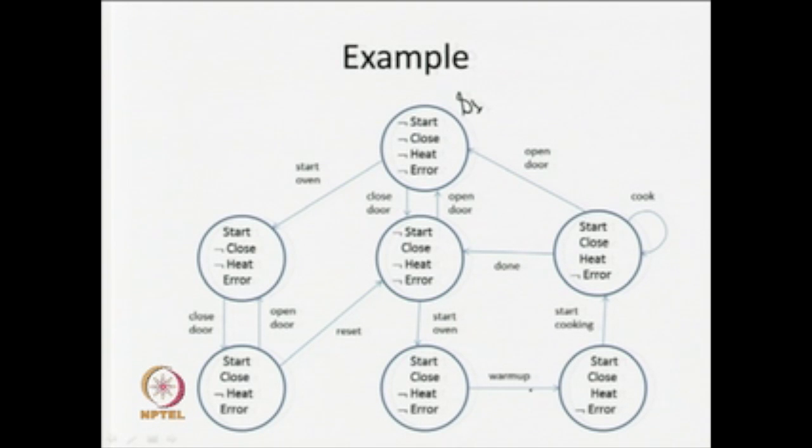Then we can go for the warm up, that means we are starting the heat. So, the heating coil is heating up, then we can start cooking. So, it will remain over here, and when it's complete, then coming to this particular state, the door is closed, then you can open the door, or straight away you can open the door and come to this particular state. So, this is the simplified operation of a microwave oven.